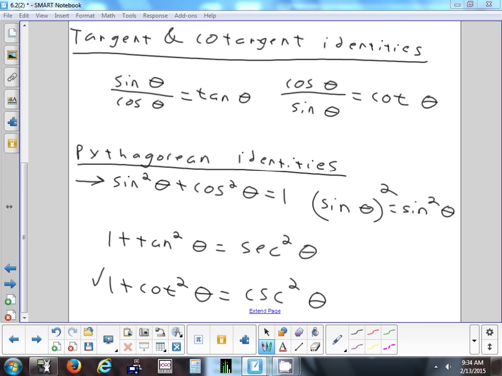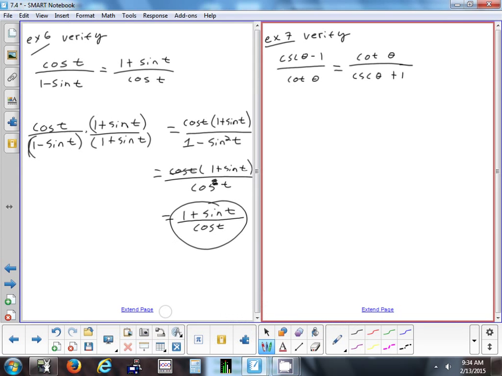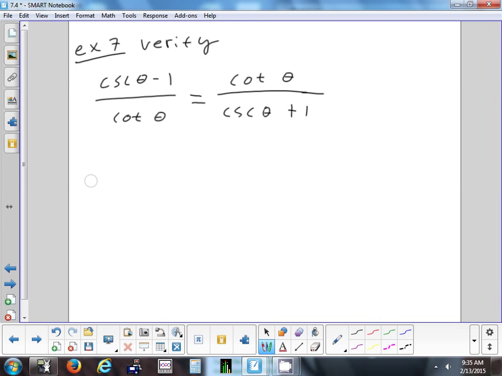Notice it has the cotangent. The problem I gave you has a cotangent in it, so one of them is going to cancel out, just like the last one. Any questions on how you do that? It's not really different, so we'll skip that one.